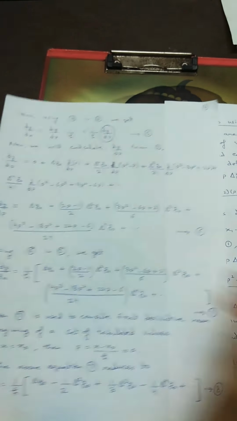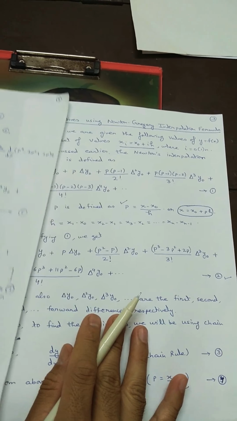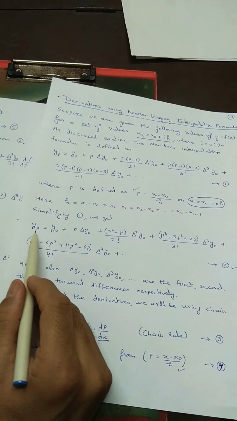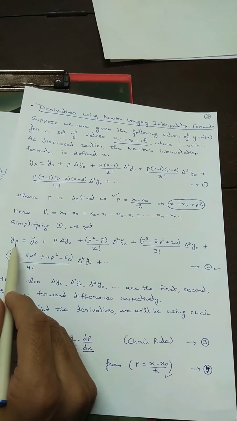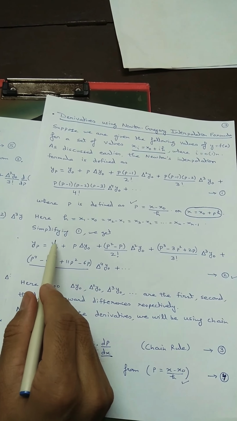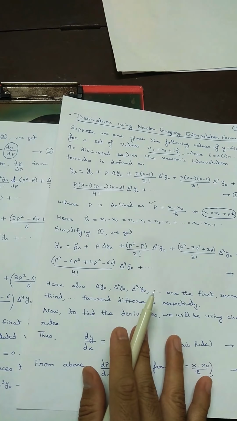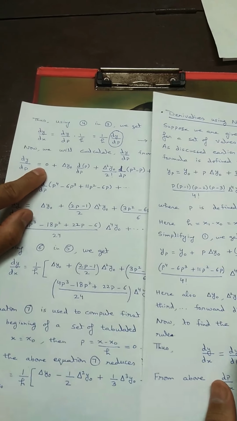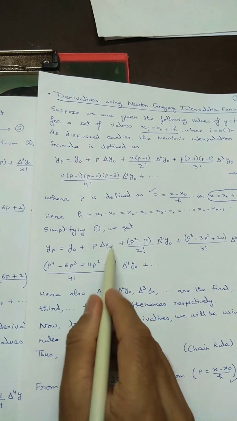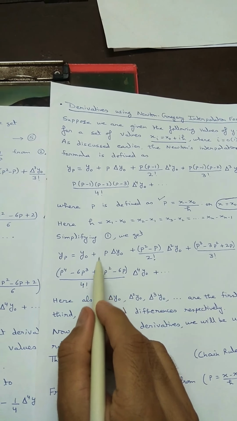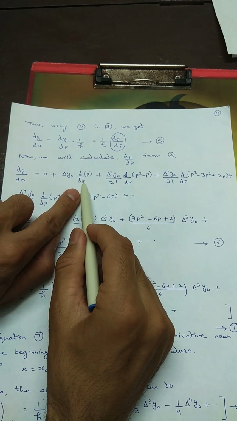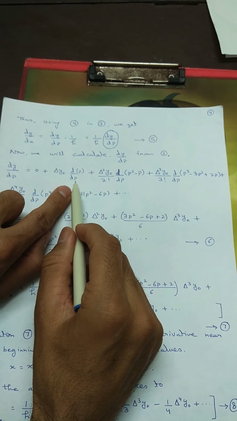So what does equation 2 say? I am putting it parallelly. If I take a derivative of this, y0 is constant, so the derivative of the constant is 0. So I have put it as 0. Plus, delta y0 is constant, and the derivative of p is 1, so I am moving out the derivative of p with respect to p.